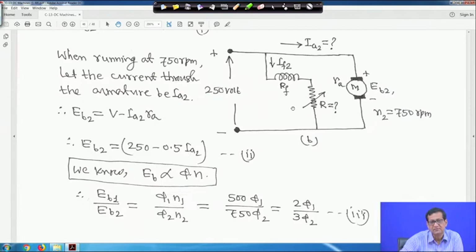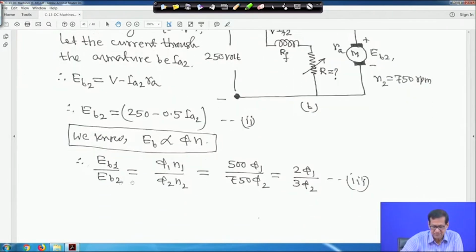This is the circuit diagram for the second case. Now we know that back EMF is proportional to phi into N, so same as before, we can write EB1 upon EB2 is equal to phi 1 N1 upon phi 2 N2. N1 is 500 rpm in the first case and N2 is 750. So 500 upon 750 into phi 1 by phi 2, that is 2 phi 1 upon 3 phi 2. This is equation 3.